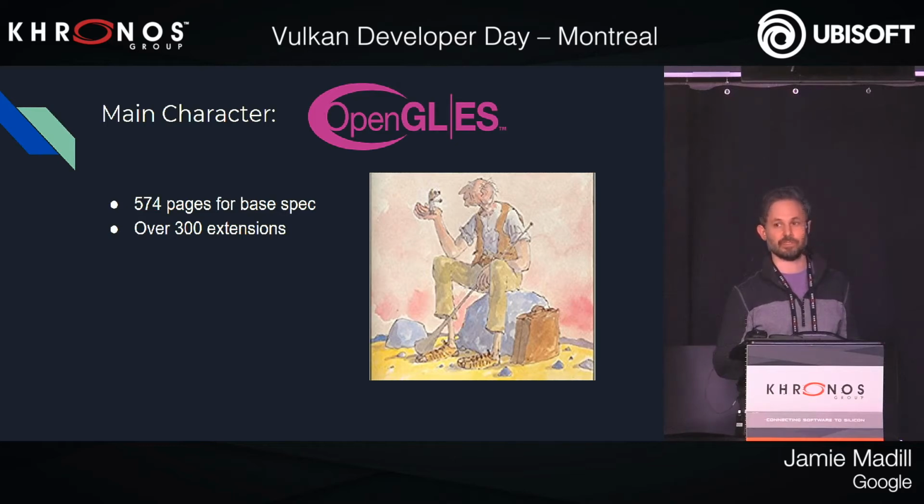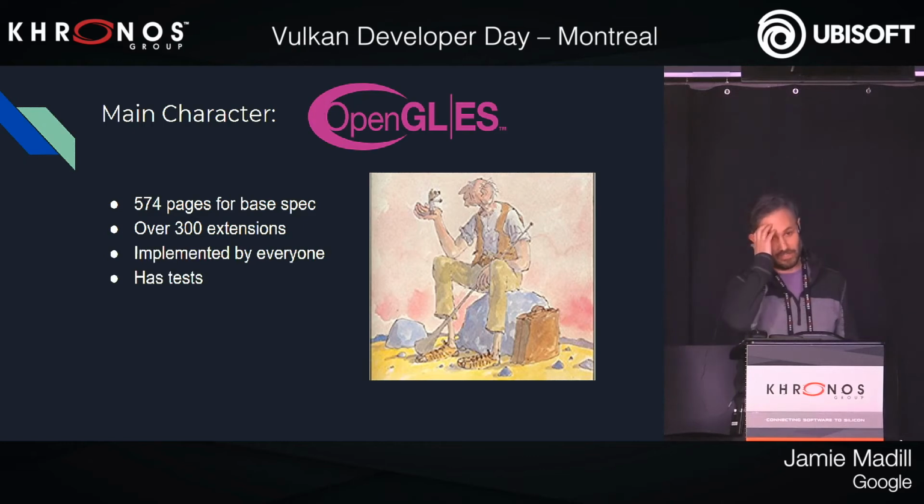It may be the first graphics spec that ever made it into the mainstream. It's pretty huge. It's hundreds of pages long. And last time I checked, there were 300 extensions in the OpenGL ES registry. There are separate specs for the shader language, multiple versions of the shader language, and a separate spec for the windows system integration. So it's a bit of a giant.